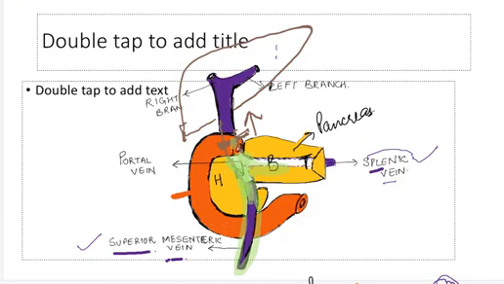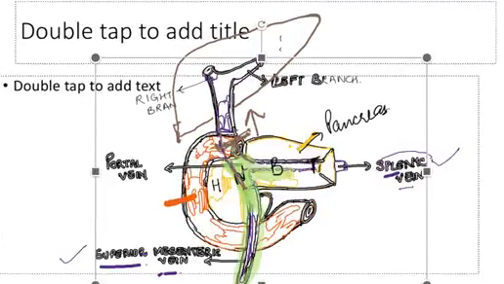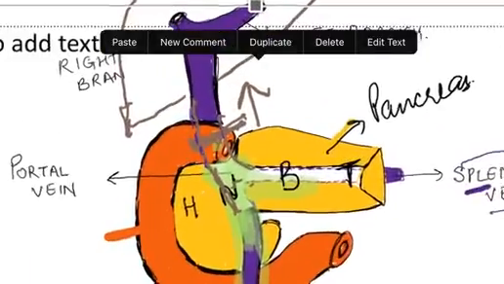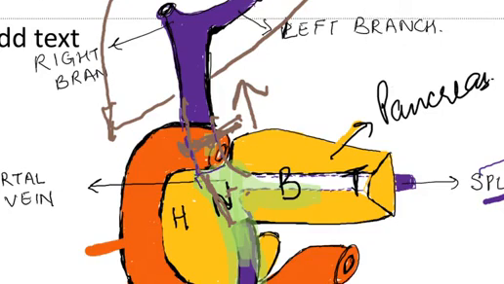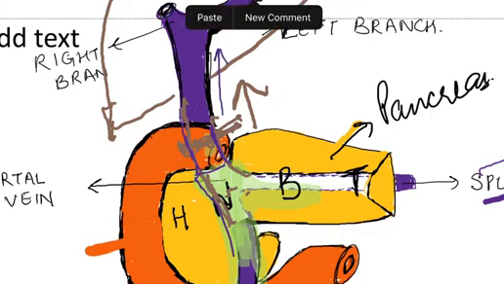Then we have the retroduodenal part. Now what is the retroduodenal part? The part of the portal vein which is present behind the first part of the duodenum. So it should be drawn with the help of a dotted line over here. This is the retroduodenal part. This green part is the infraduodenal part. This part is the retroduodenal part because it is lying behind the first part of the duodenum. And thirdly, we have the supraduodenal part. The supraduodenal part is lying above the level of the duodenum.